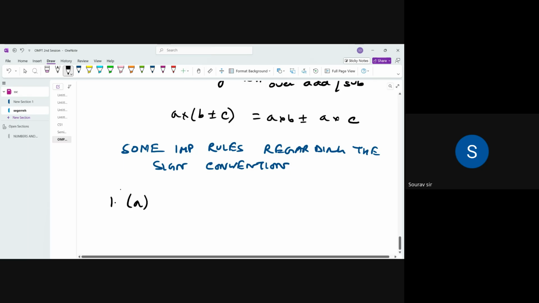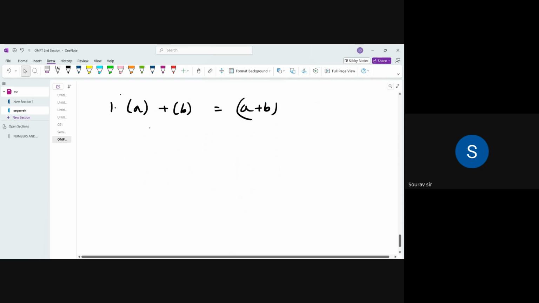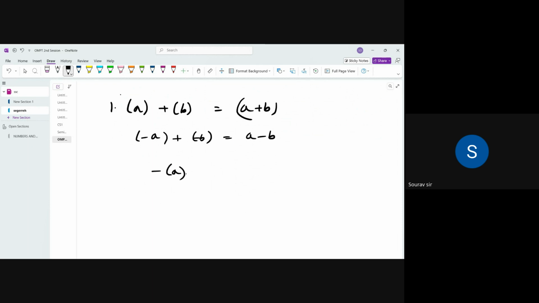First, a plus b will be what? A plus b. This is one. Next, minus a plus minus b is equal to a minus b. Or minus a... Ma'am, won't it be plus minus? Minus a minus b? It's just notation. These are rules regarding the sign.